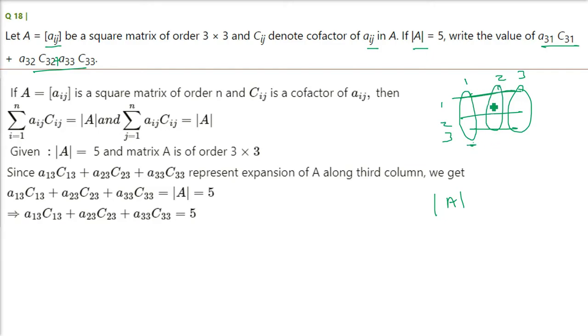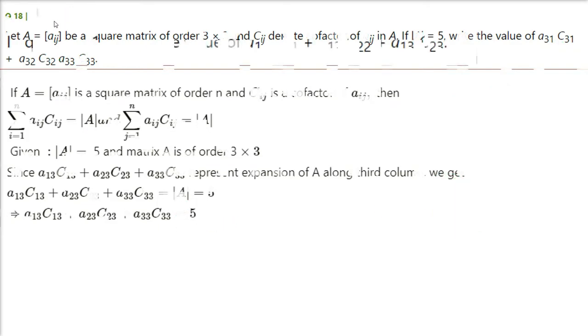So now the question is asking about A13 C13, A23 C23, A33 C33. So basically you are opening it using the third column, but the determinant won't change.